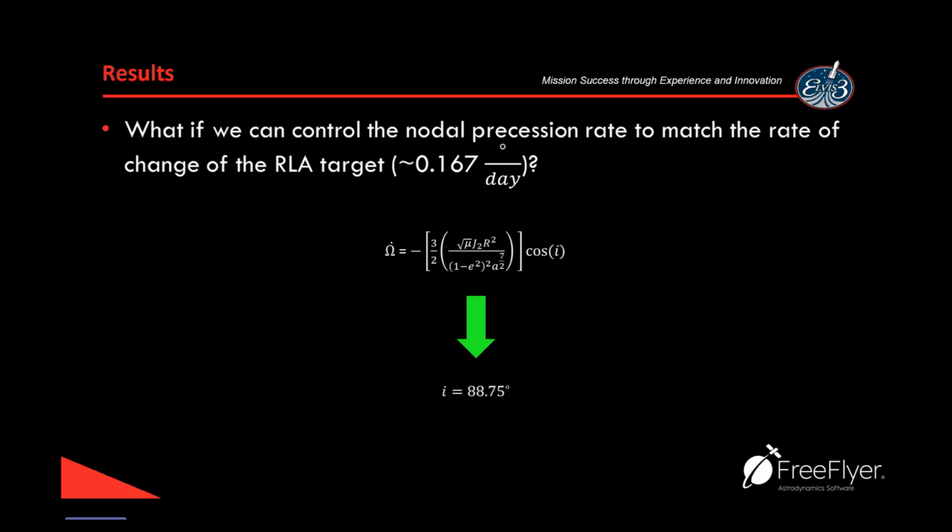And I will say as well, the RLA target rate of change here, the 0.167 degrees per day, is going to be mission dependent. So this particular polar park orbit is not a universal solution, but it works with the set of hyperbolic targets that I'm working with for this case. Again, there's a lot of assumptions baked into that.